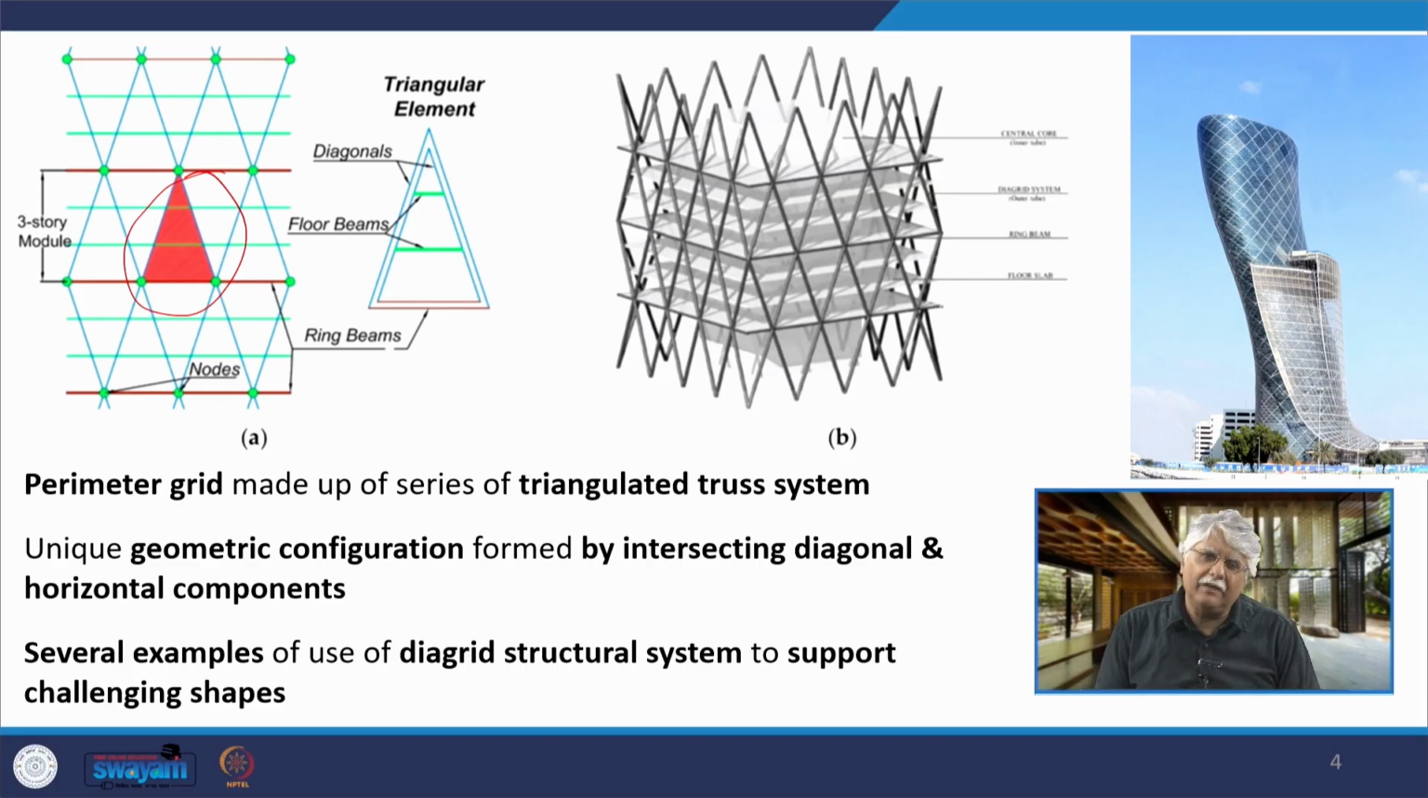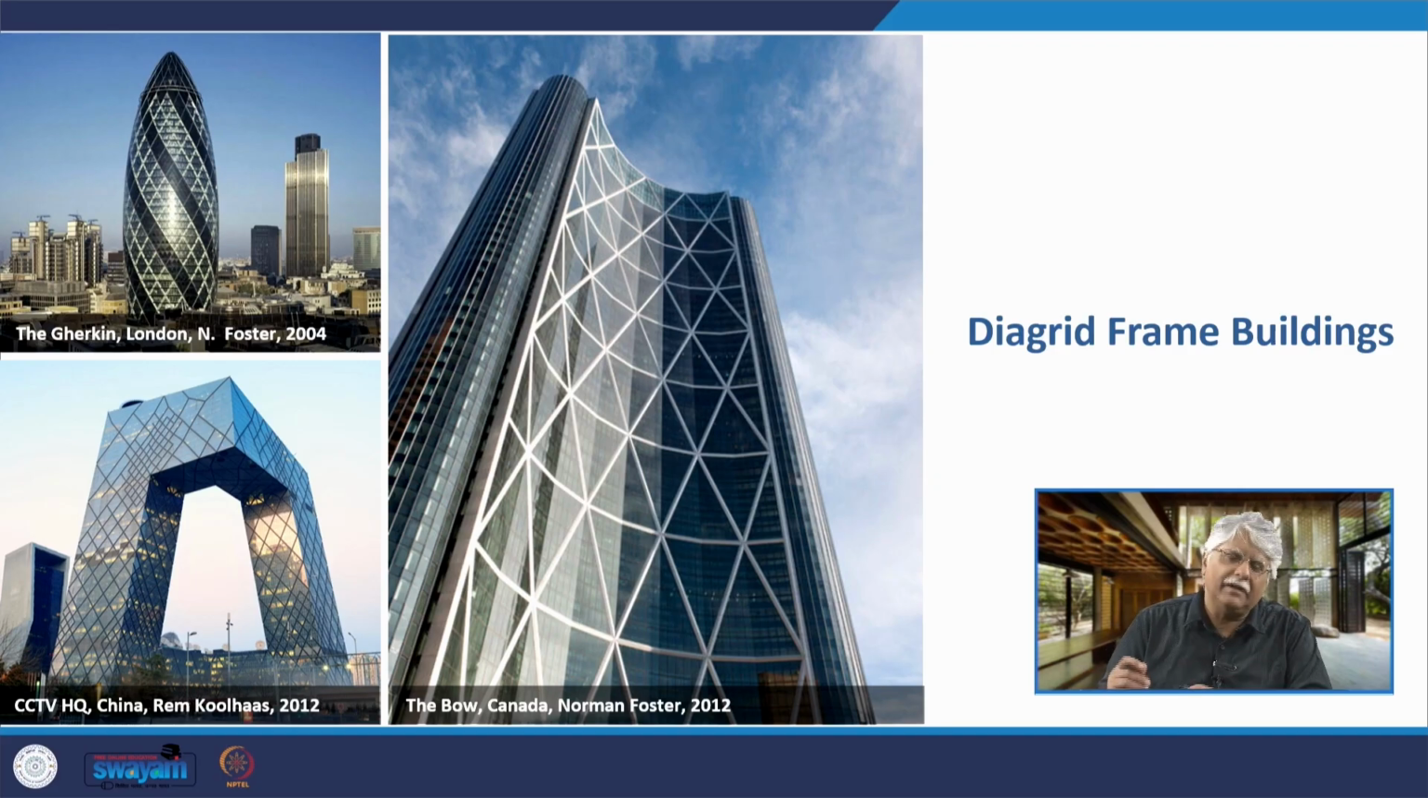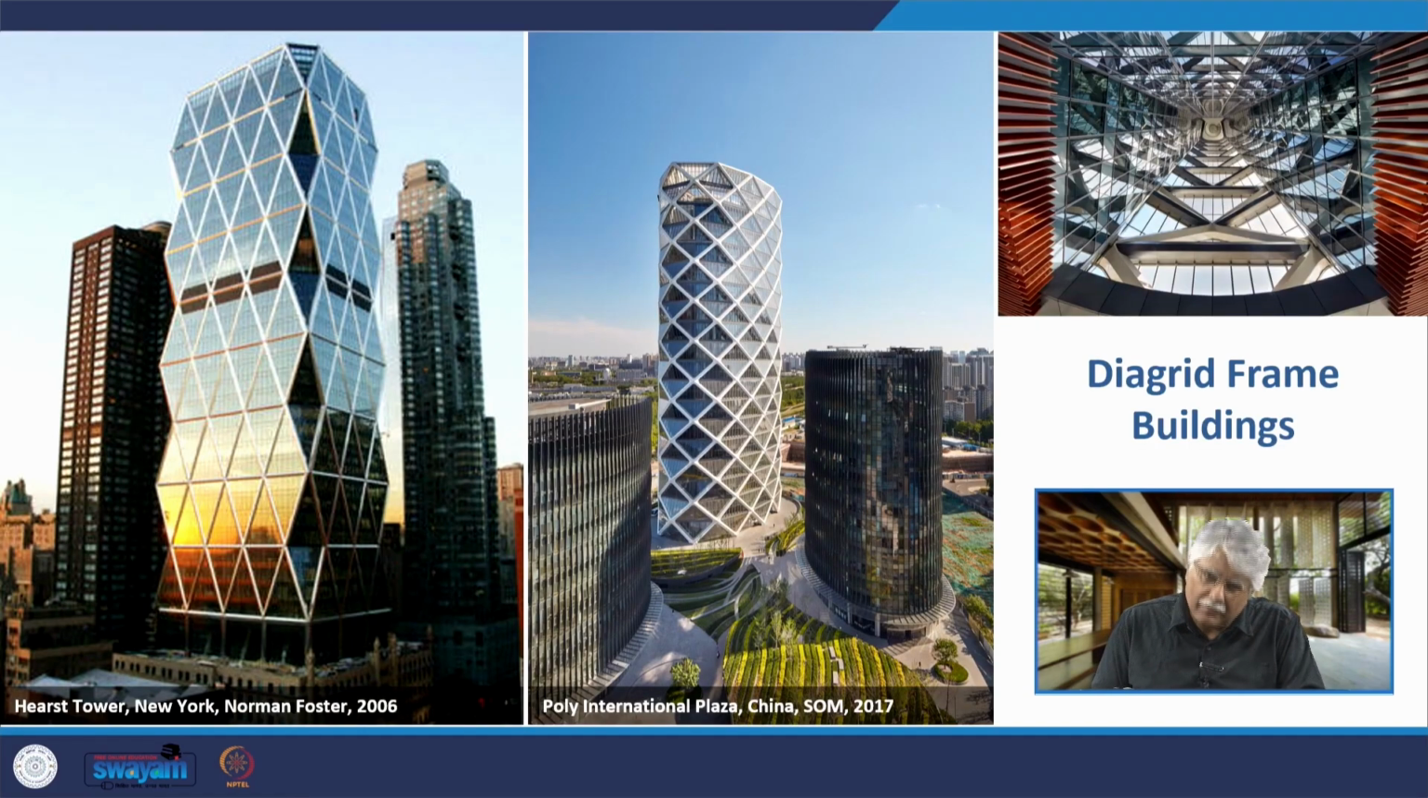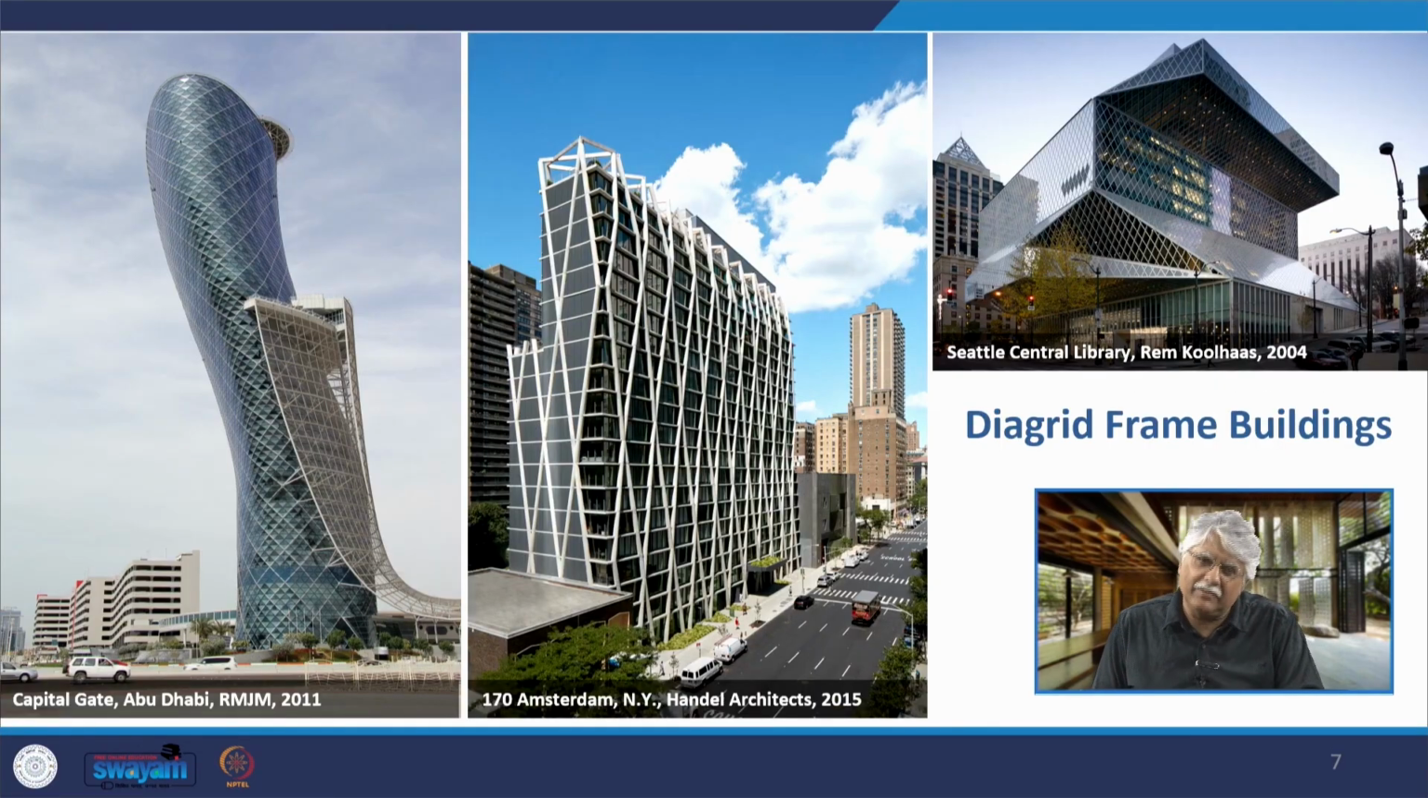Several examples of Diagrid structural systems support challenging shapes. For example, the Gherkin, the CCTV headquarters in China by Rem Koolhaas, and the Bow in Canada by Norman Foster in 2012 are all examples of Diagrid frames. Then the Hearst Tower, and Poly International Plaza in China by Skidmore, Owings and Merrill in 2017. The Capital Gate building in Abu Dhabi is a Diagrid frame. The 170 Amsterdam building is also a Diagrid frame, and so is the Seattle Central Library by Rem Koolhaas in 2004.